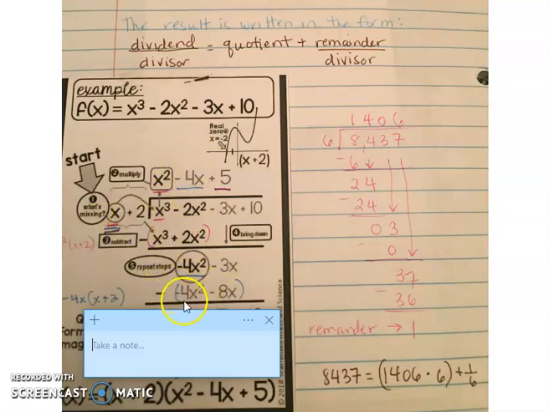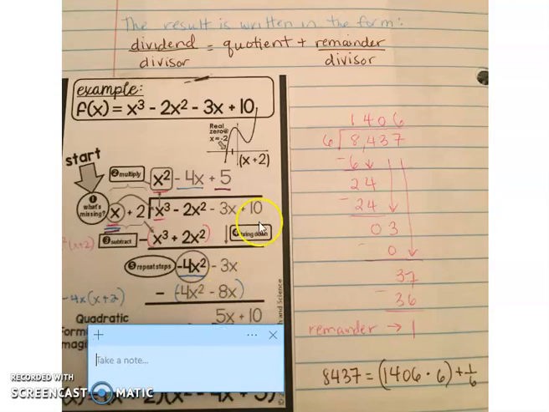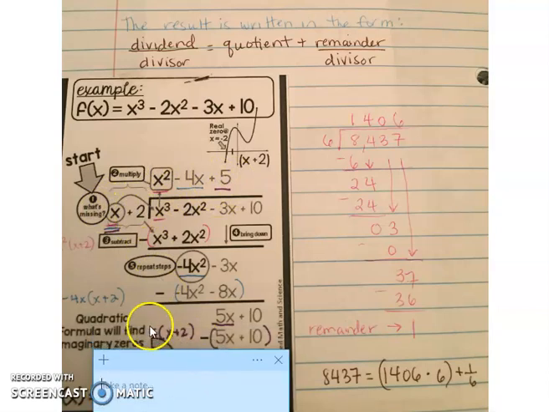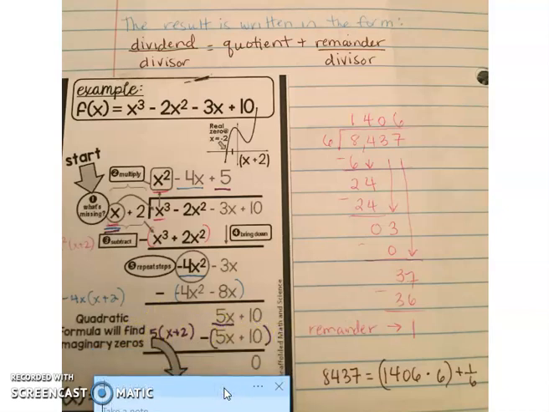I'm going to subtract now. Negative 4x squared minus negative 4x squared is 0. Negative 3x minus negative 8x. These two negatives will cancel and become plus 8x. So we have negative 3x plus 8x, which is positive 5x. You'll bring down the last number, in this case 10, and you start all over. What do you multiply x by to get 5x? Well, the answer to that is 5. Then you multiply the last part of the quotient by the divisor again, and that'll give us my next line. So 5 times x plus 2 is 5x plus 10. You'll subtract, and when you do that, you end up with a remainder of 0.